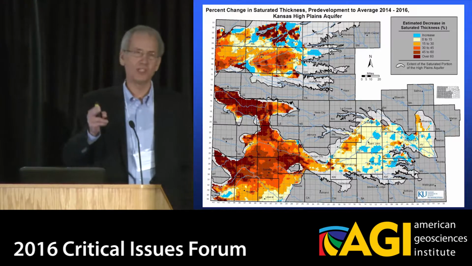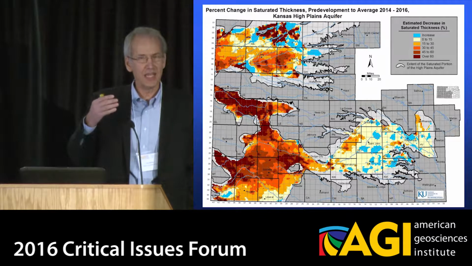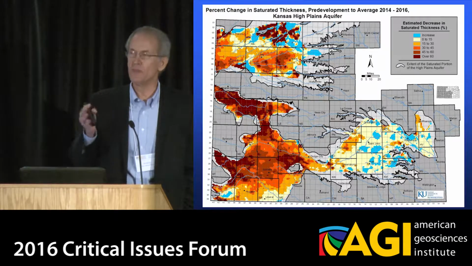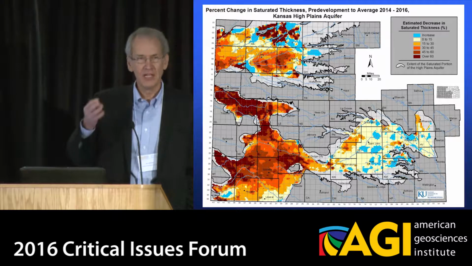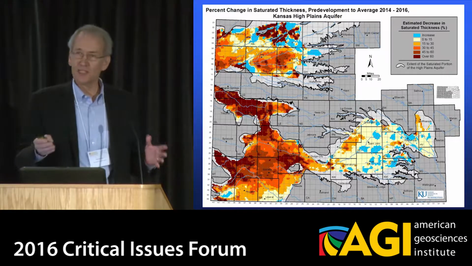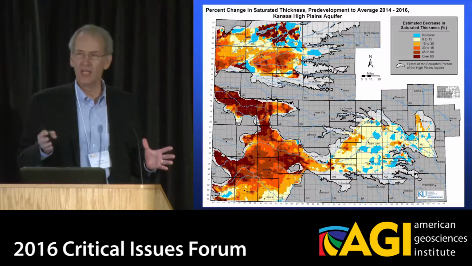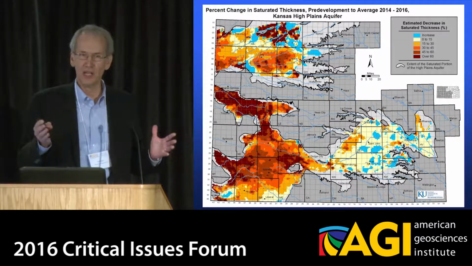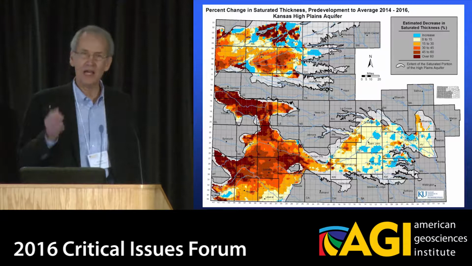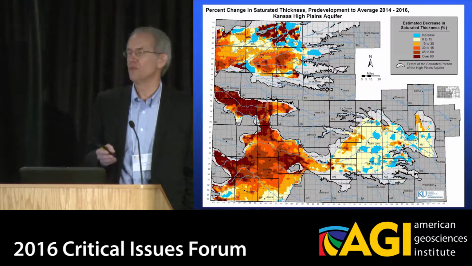Now, to address those issues, we have to have data. And what I thought I'd talk about here today are the data sets that we have in Kansas and the insights that we can glean from them about conditions in the aquifer and what the future may hold for us. So we've got one type of data that is incredibly important for us in terms of assessing the future of an aquifer, and that is how the aquifer has responded to past development and how water levels have changed through time.